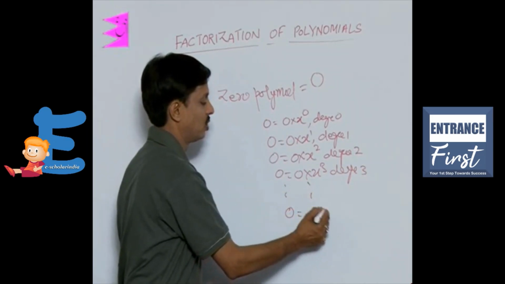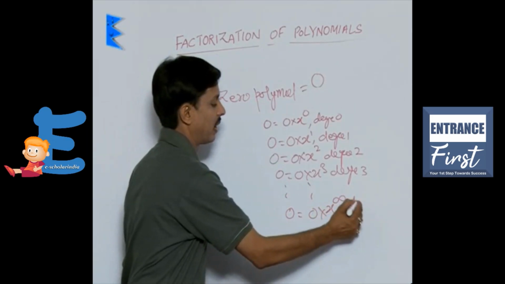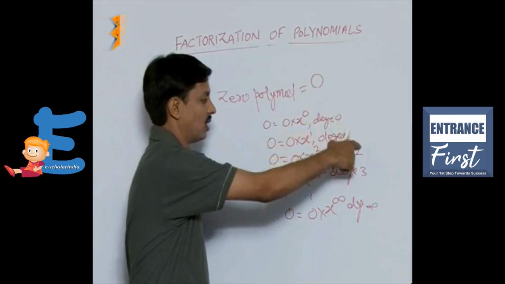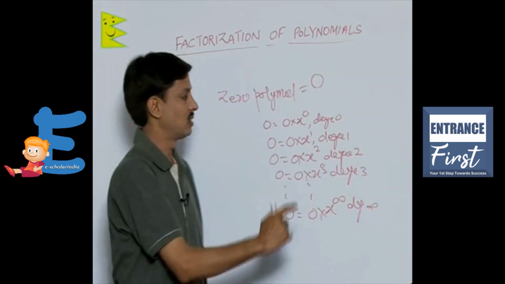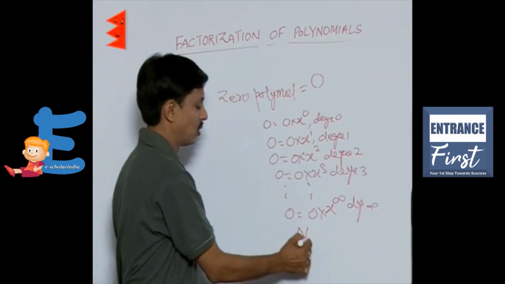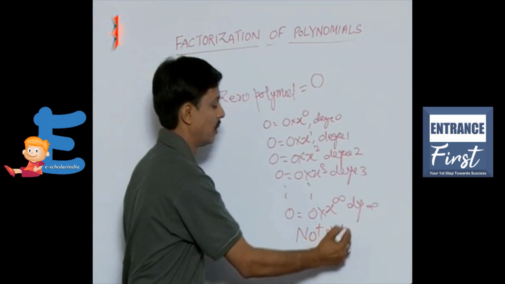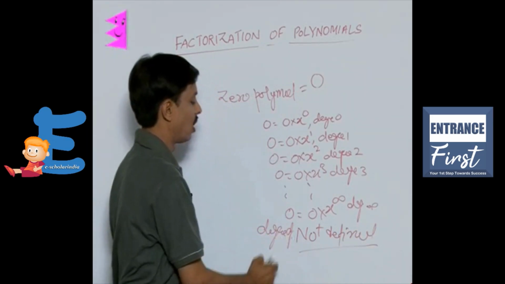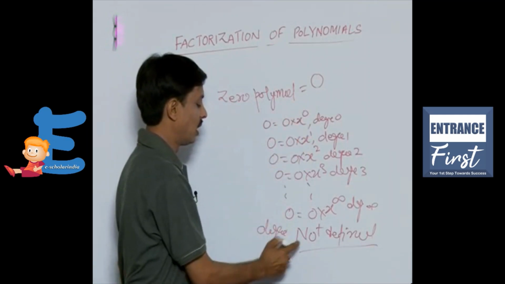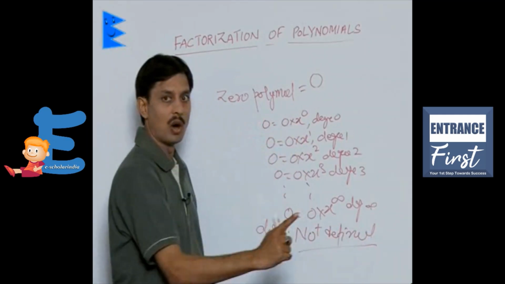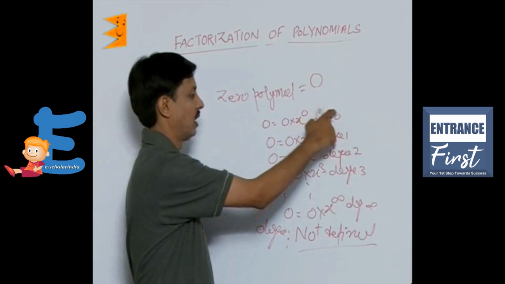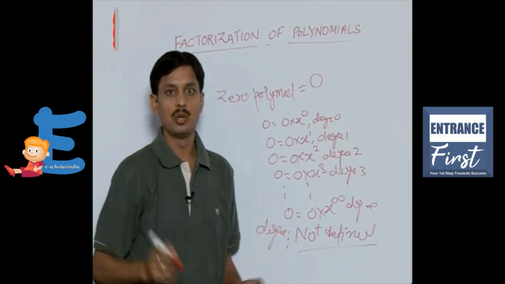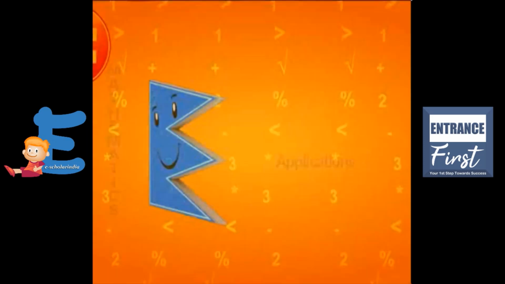Similarly, 0 can be written as 0 into x raised to the power infinity. As per this, degree is infinity, so we say it may attain degree 0, 1, 2, 3, 4, infinity. Hence, the degree of zero polynomial is not defined. What is not defined? Degree. Degree of what? Degree of zero polynomial. Degree of zero polynomial is not defined because it may attain any degree as discussed with you. And what is zero polynomial? Number 0 itself is known as the zero polynomial.